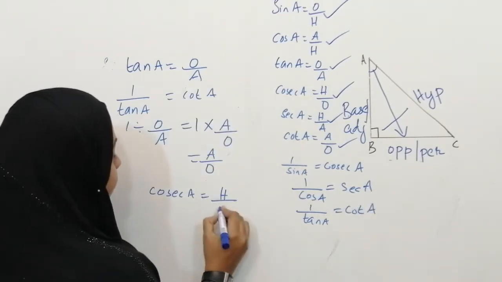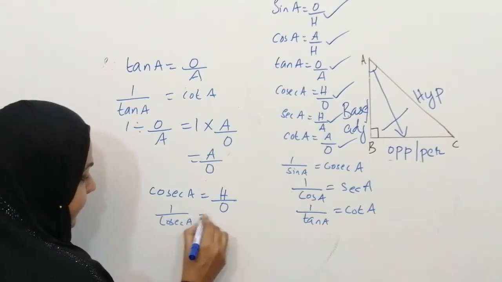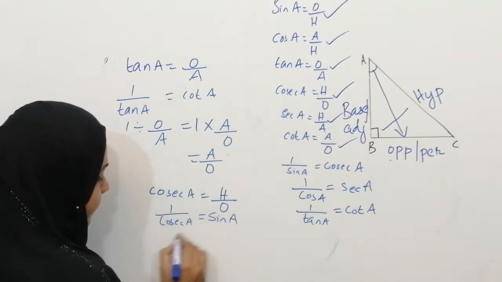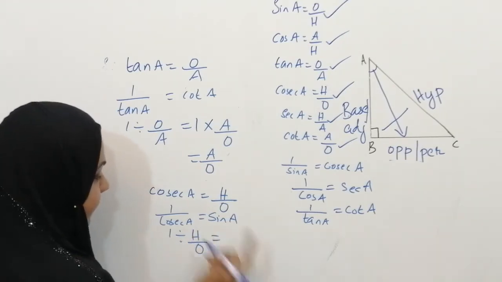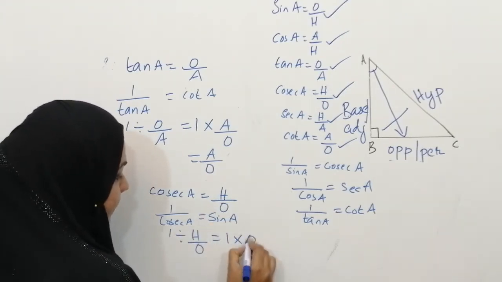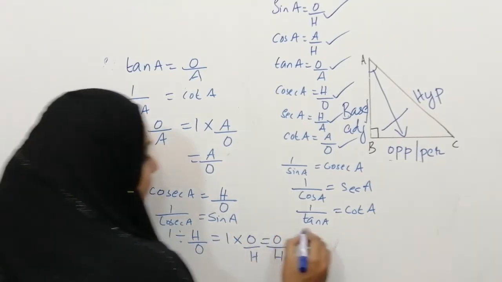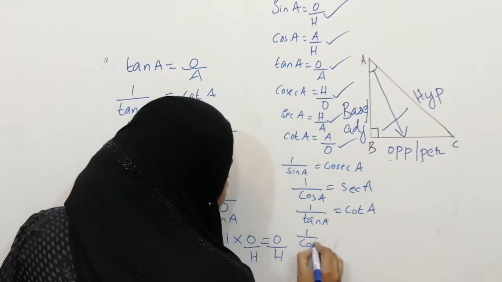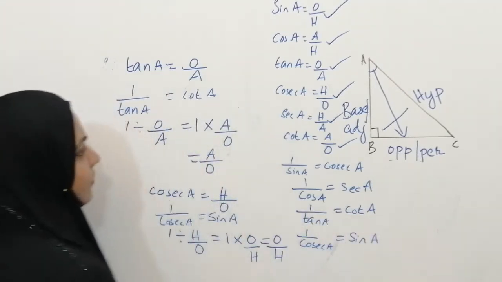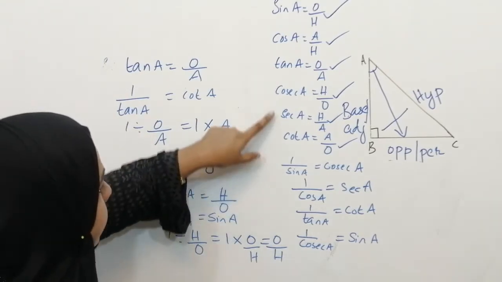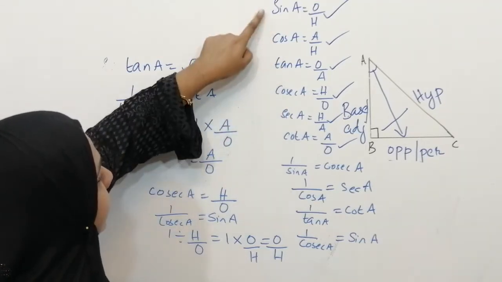Cosec A is equal to hypotenuse to opposite. So you know that 1 by cosec A is equal to sin A. So 1 divided by hypotenuse to opposite. So when we take the reverse of hypotenuse to opposite, we will get opposite to hypotenuse. So you can write 1 by cosec A is equal to sin A. So cosec A is the reciprocal of sin A.